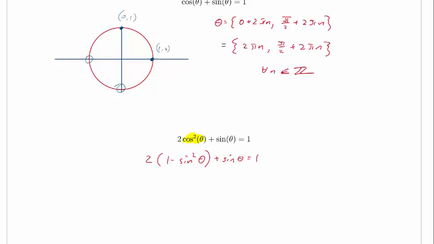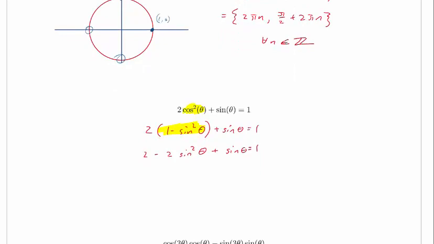So that we have this value right here. All right, now we're going to move everything to the left-hand side because we note that this does look like the quadratic equation. And so we're going to use the quadratic formula to solve it. So we have 2 minus 2 sine squared theta plus sine theta equals 1.